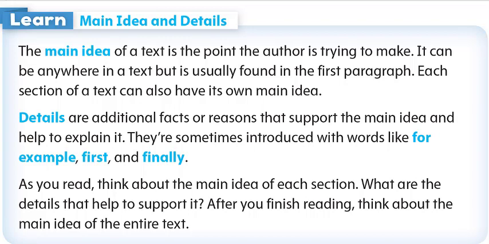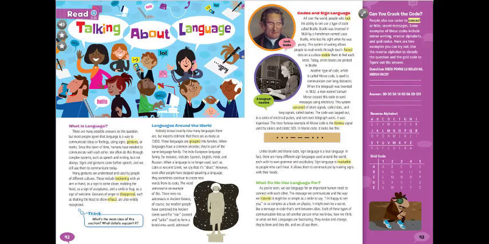There are some words that separate the details from the main idea, like for example, first and finally. You can analyze any piece of writing by circling the main idea and underlining the details. If you want to learn more about the main idea and details, let's read together the reading text of Unit 9. Read. Talking about language.